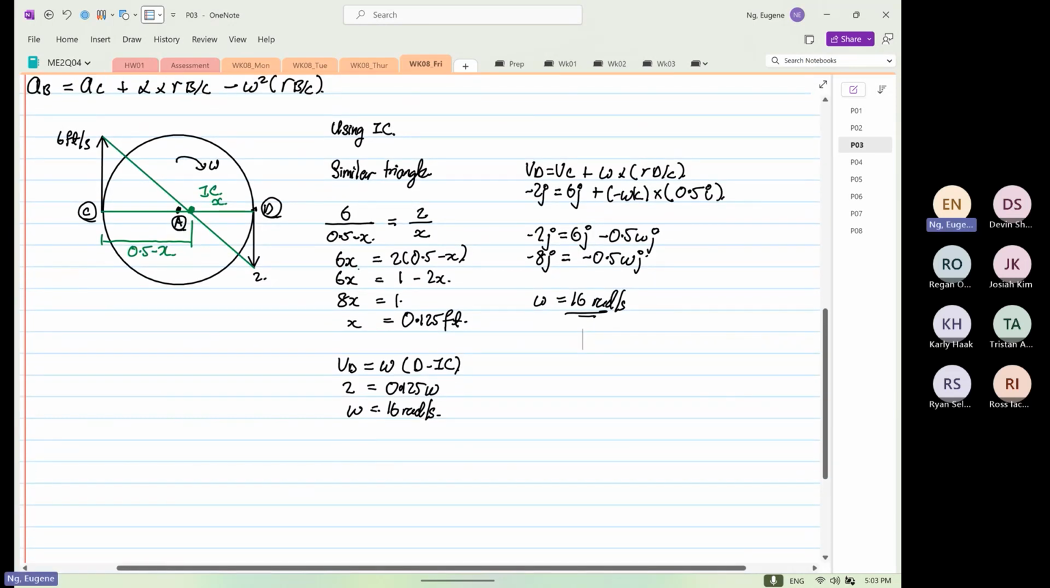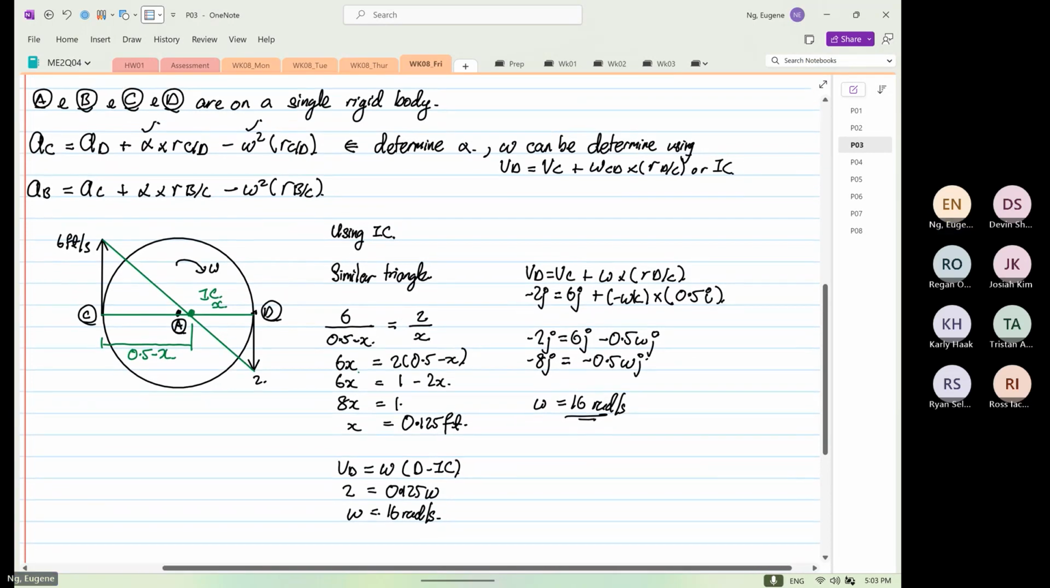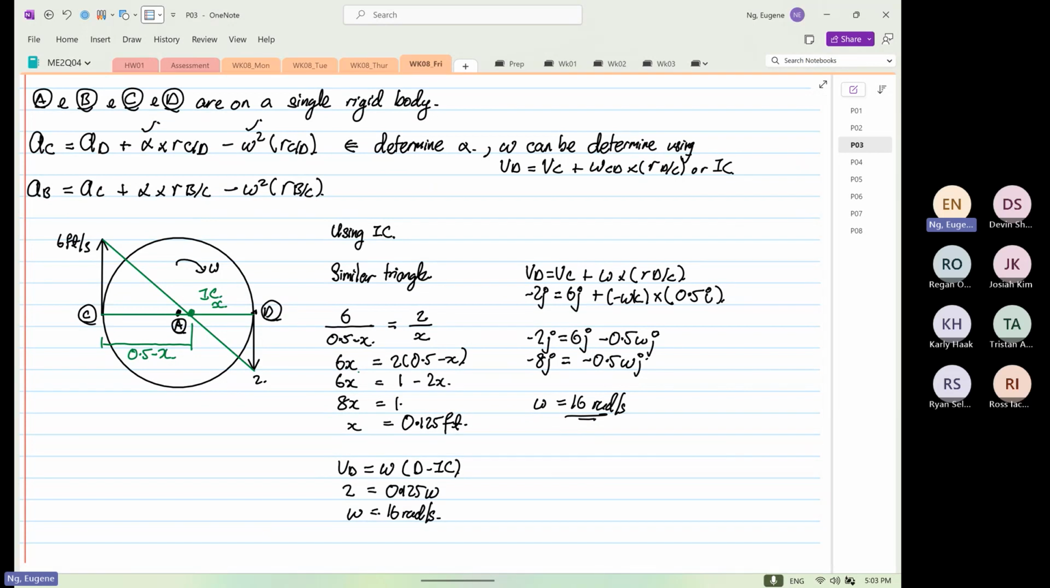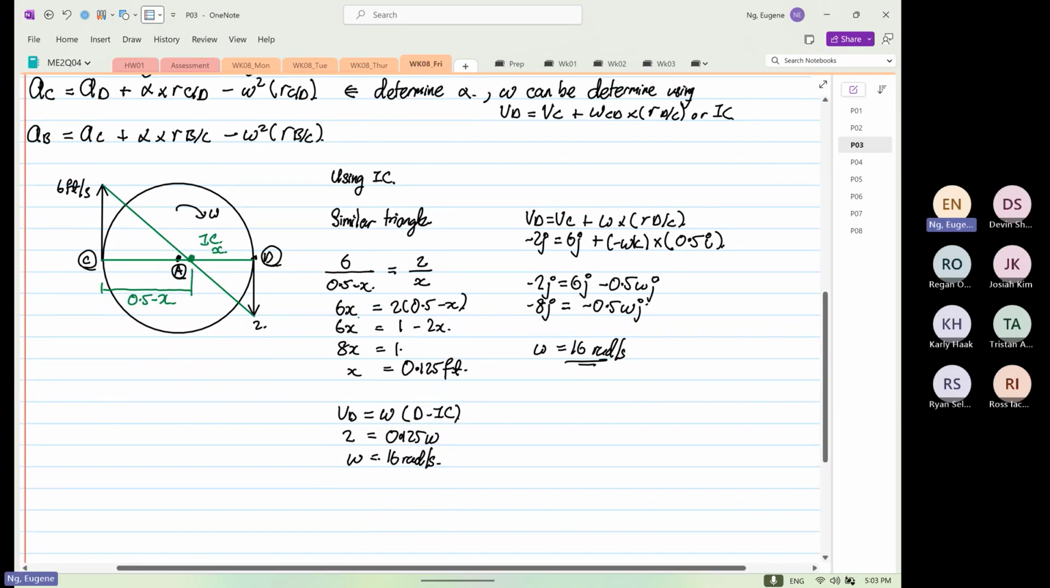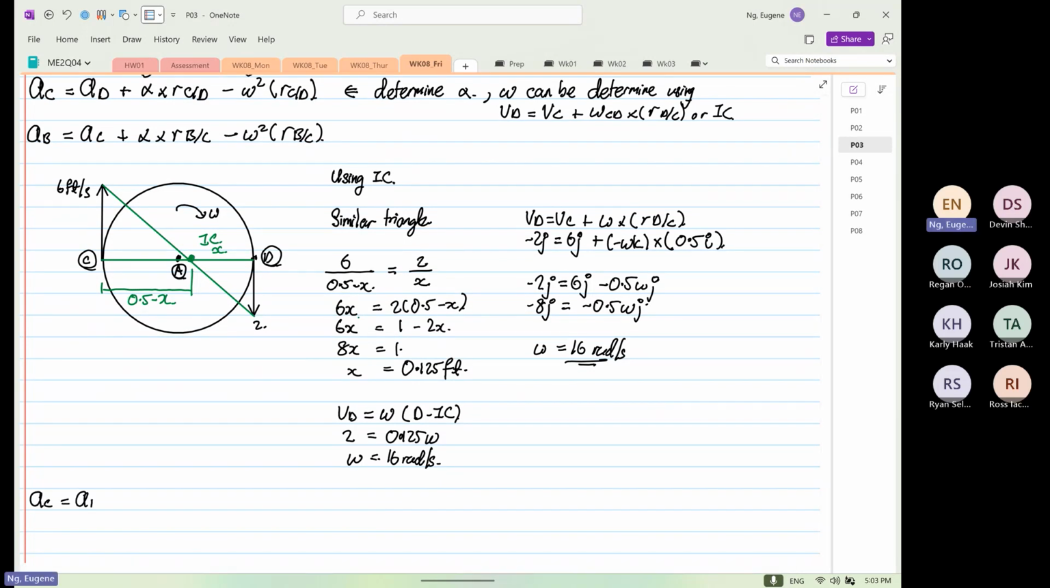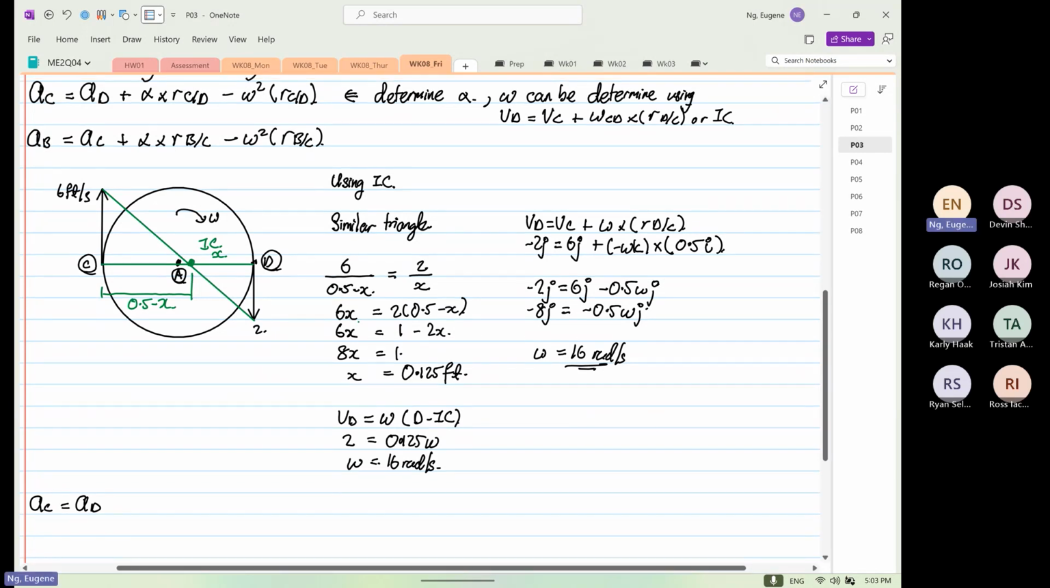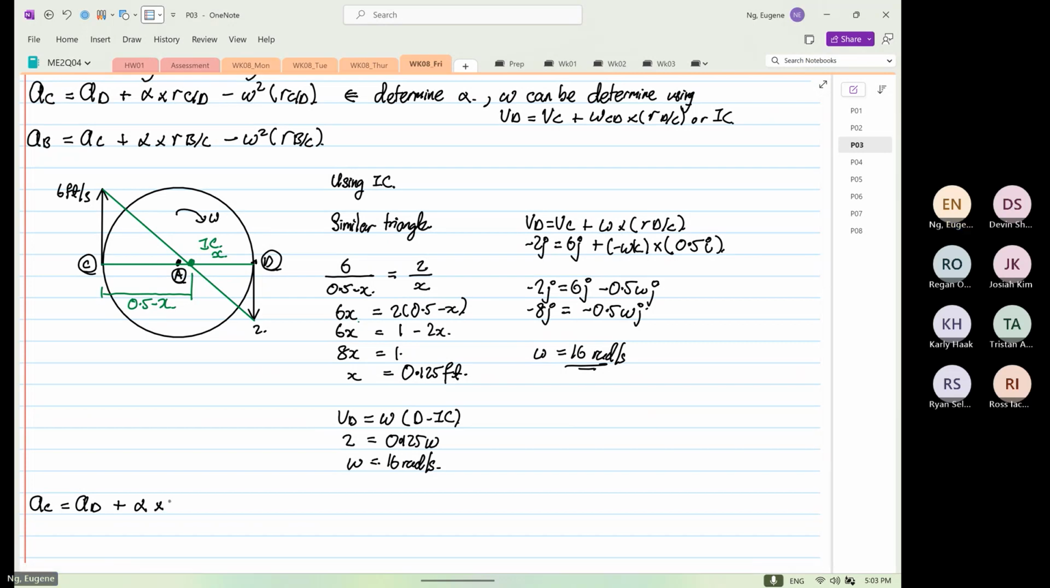So now we have our omega. We know our omega is 16 radians per second. Next we're going to find AC. We're going to use AC is equal to AD plus alpha cross RC from point D minus omega squared RC from point D.